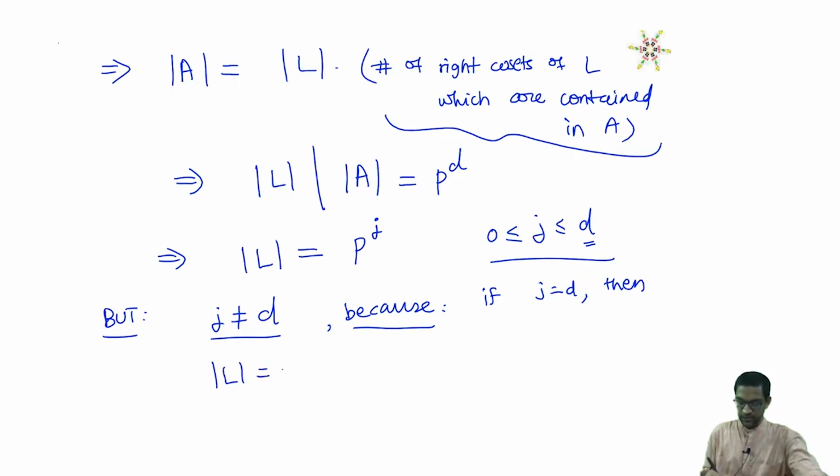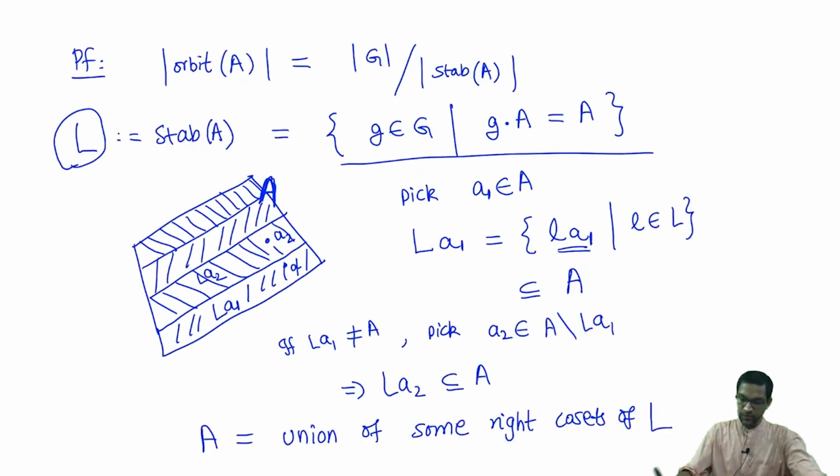has cardinality p power d. If you look at this equation here, the cardinality of A is p power d, and the cardinality of L is also p power d, which means there should be exactly one right coset of L which is contained in A. So if you look at the earlier picture, at the very first step, the very first right coset that you form already exhausts the entire set A, because the cardinality of that right coset is already p power d.